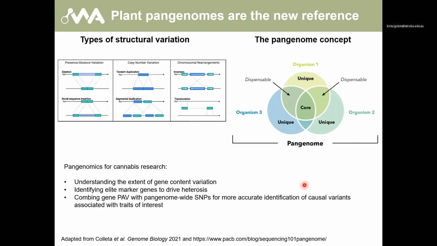So this pangenome would increase our understanding of the extent of gene content variation in cannabis, as well as forming the basis for cannabis breeding programs. For instance, the inclusion of diverse genotypes in wild cannabis populations would facilitate the identification of early marker genes in the variable genome of cannabis and drive the process of heterosis to create resilient and high-yielding cultivars. Additionally, combining gene presence, absence, variation, and pangenome white slips would lead to a more accurate identification of causal variants associated with traits of interest.